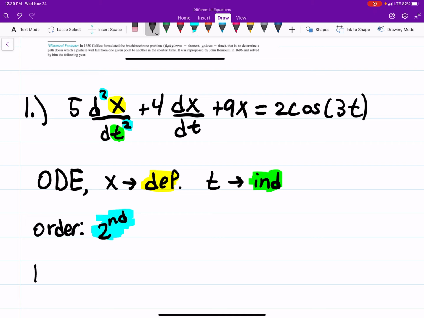And the last part, maybe the hardest part, is it linear? Well, x is our dependent variable. So if we look at the coefficients out front, we have a 5, that's fine, we have a 4, and we have a 9. So that's all linear. It can also be a function of t. You just can't have something like 3x squared out front. So is this linear? Yes.